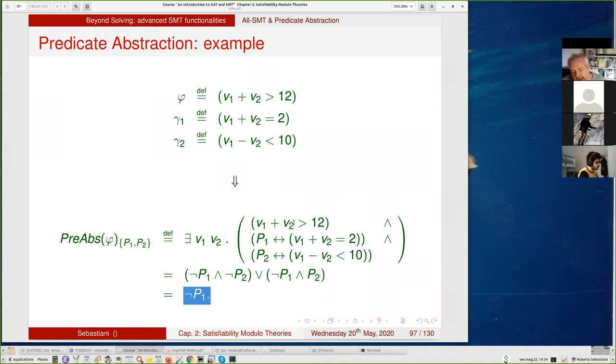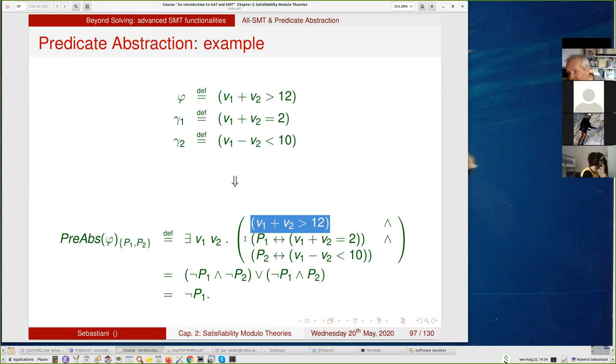Once you have found a satisfying truth assignment, which will say, for instance, not P1 and not P2, and this is false, and this is true, then you take its projection. Take only the P1, so not P1 and not P2, and learn it as a clause. So learn P1 or P2.